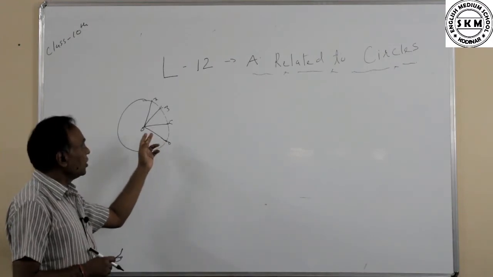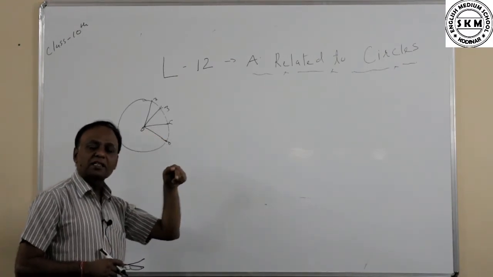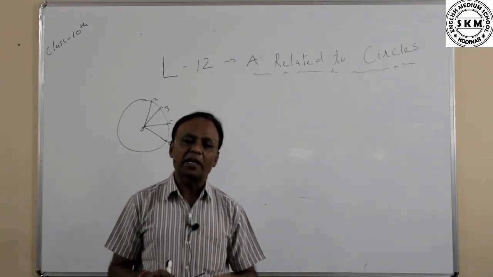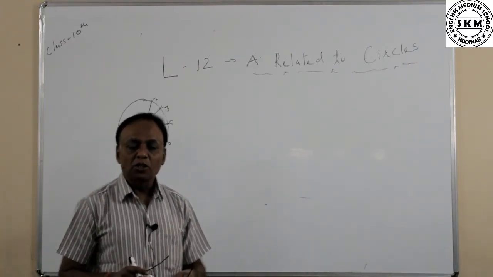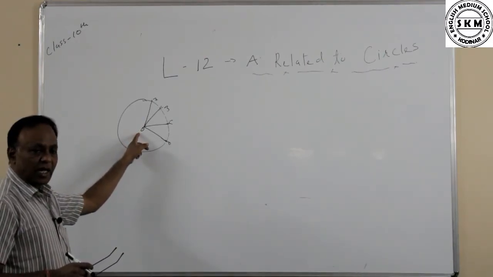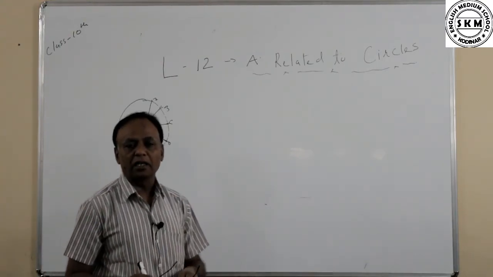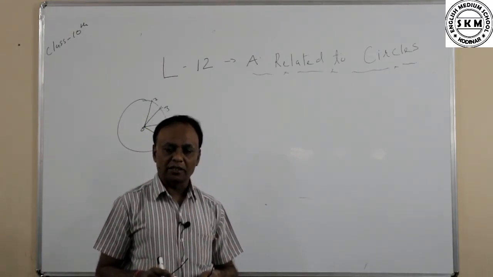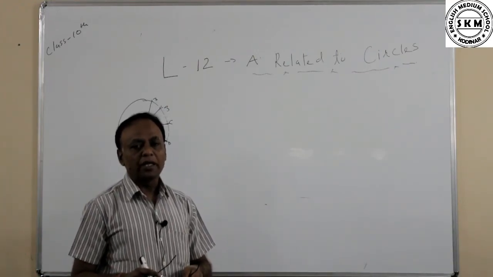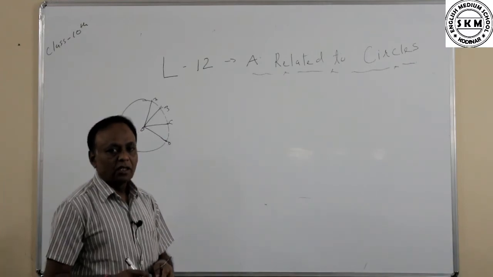Now the definition: a line segment joining the fixed point, which I now say is the center point, and any point on a circle is called the radius. So here OA, OB, OC and OD are called the radius.